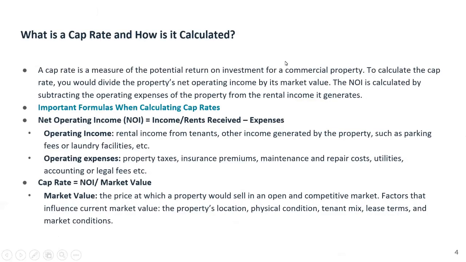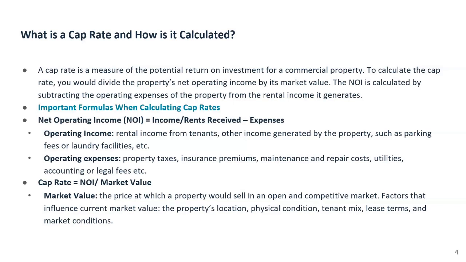All right. So what is cap rate? Everybody knows what a cap rate is. Cap rate is income divided by market value, right? Net operating income, which is nothing but all the rents received, all the operating income minus all operating expenses. Once we know the operating income and all the operating expenses, we find out the net operating income of the property yearly.